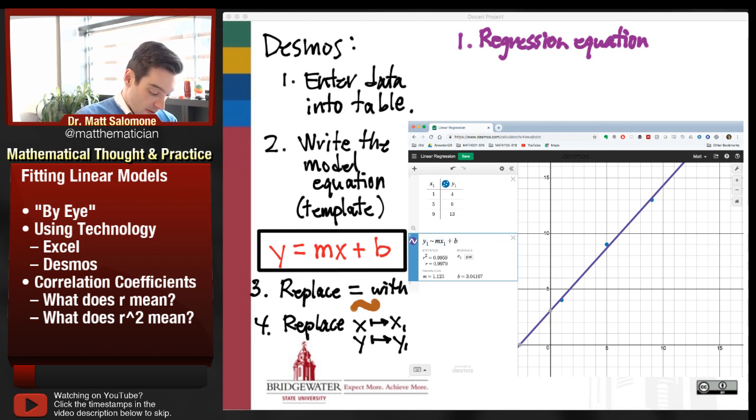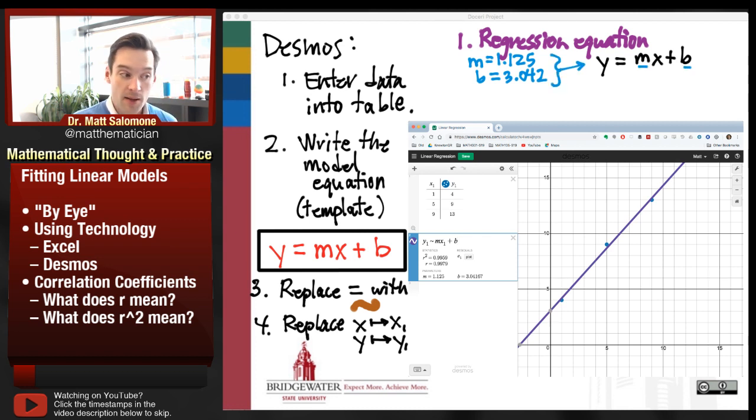Right? So y equals mx plus b, but Desmos has given me a value for m and it's given me a value for b. M equals 1.125 in this example, b equals 3.0416, I'll just round that to 3.042. Right? So these parameter values substituted into my model equation, y equals mx plus b, then gives me this equation, y equals 1.125 times x plus 3.042.